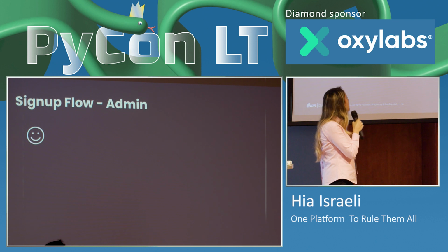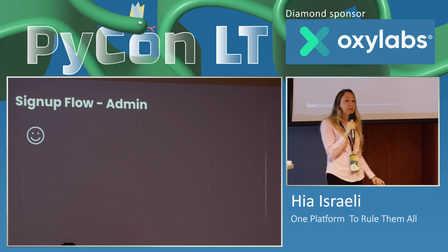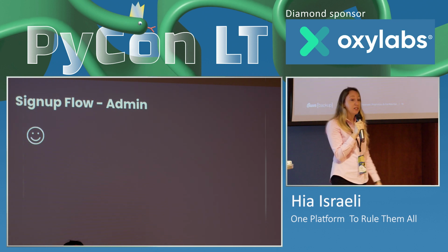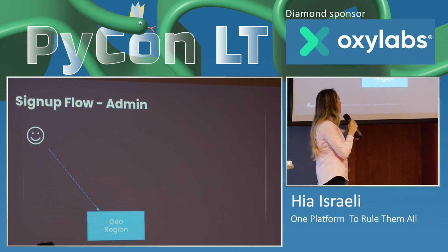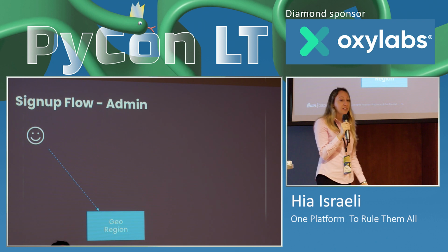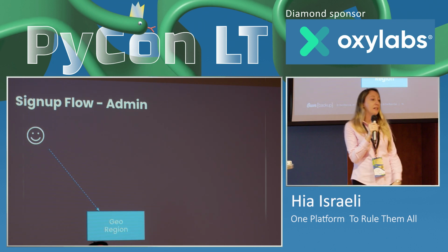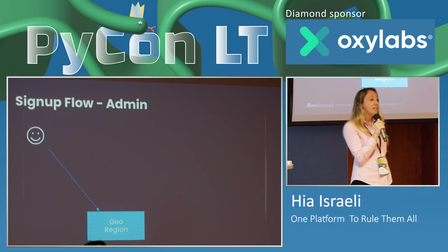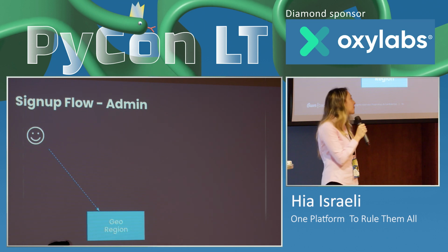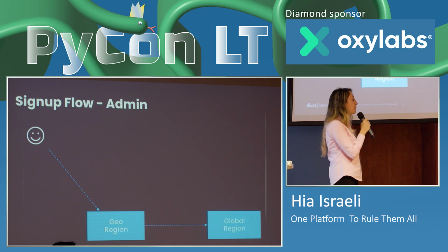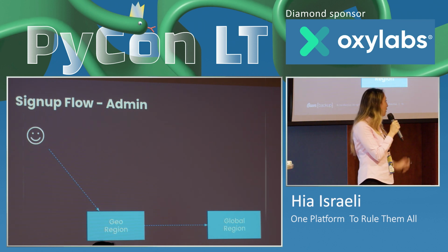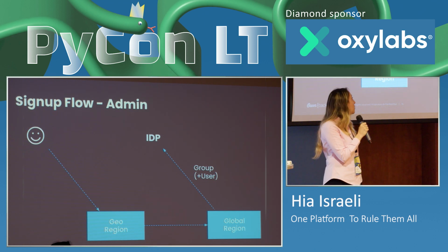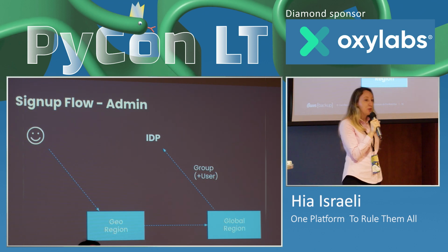So let's start from the sign-up flow, when the admin of the account wants to start using our system. In order to register, he navigates to our website, enters his username, his email, the name of the company, and more details, and clicks on the Sign Up button. Then the request is forwarded from the service in the GEO region to this user management service in the global region. The user management service sends a request to the IDP to create a group and a user.